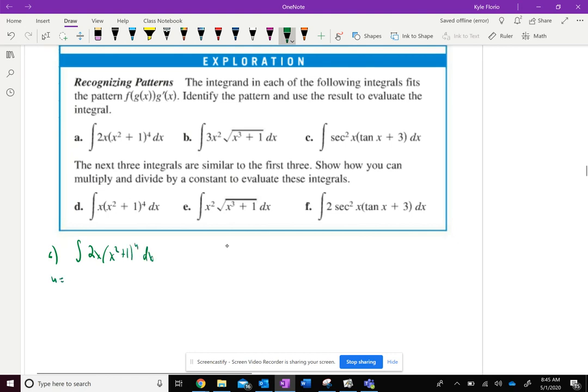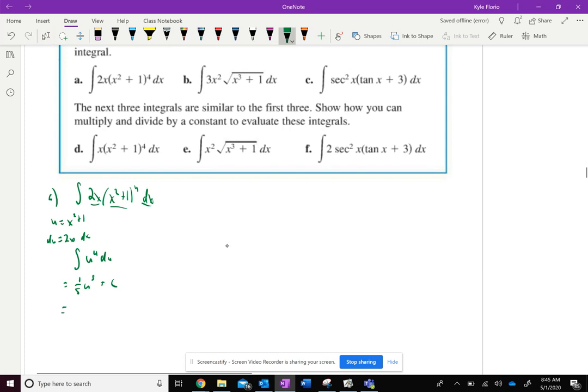I'm going to call u x squared plus 1, because that derivative is just the 2x dx. So the 2x dx is the derivative of what's on the inside. So this is just going to be the integral of u to the fourth du, which is 1/5 u to the fifth plus c. And then just replace the u with x squared plus 1.